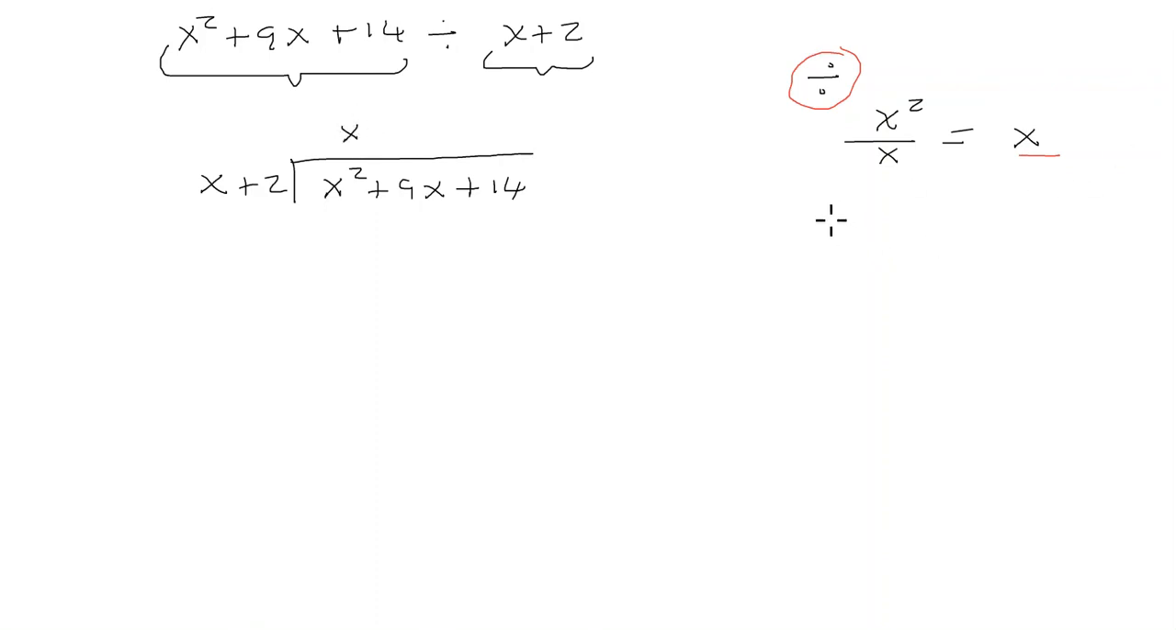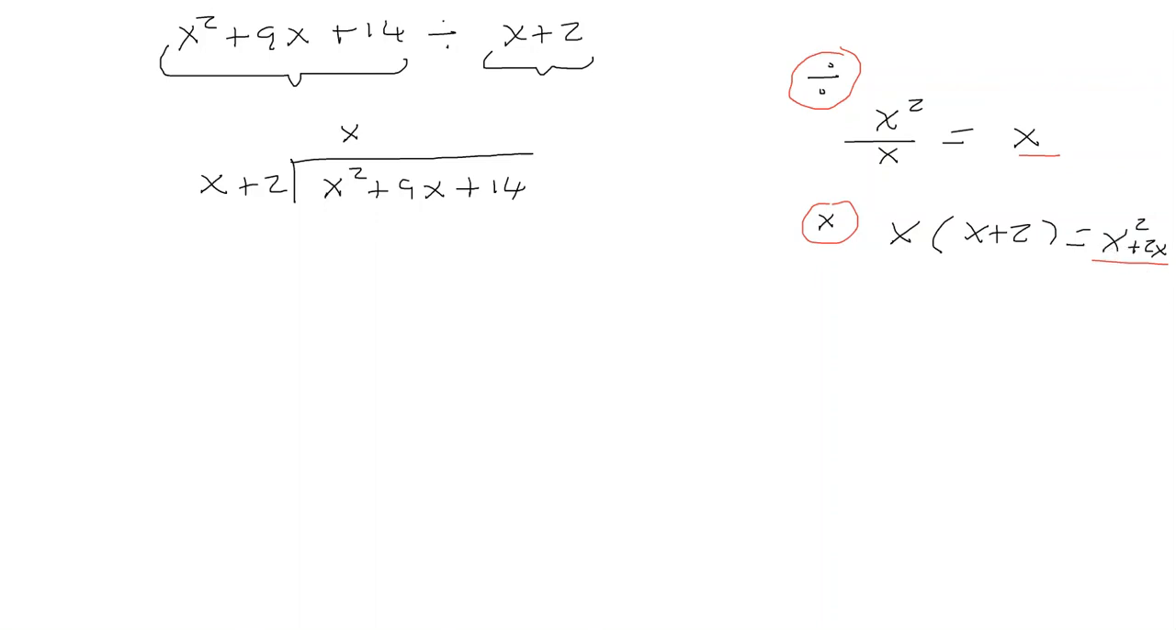The next stage is the multiplication stage. You multiply your answer by the smaller expression. So it's x multiplied by x plus 2. x by x is x squared, and then x by 2 is plus 2x. So this is your answer for the second cycle, the multiplication cycle.